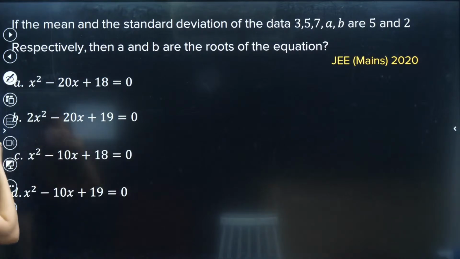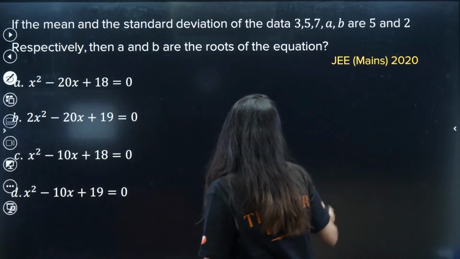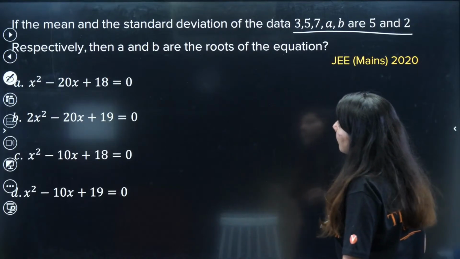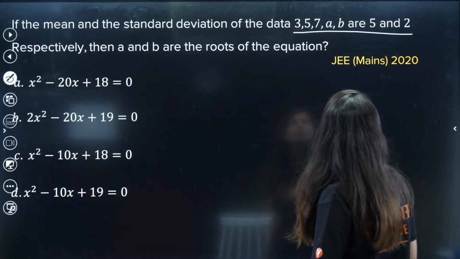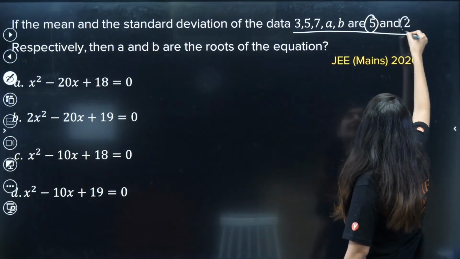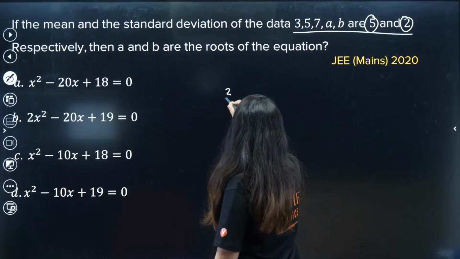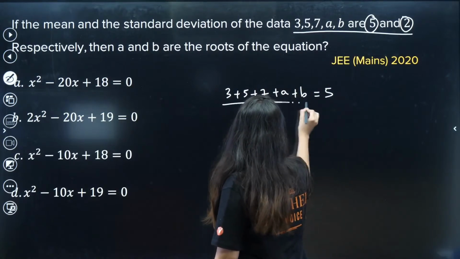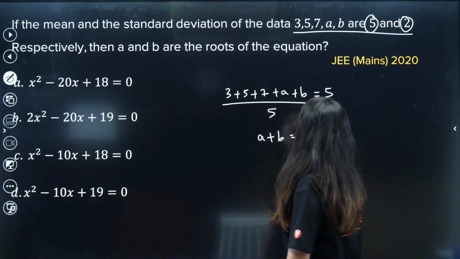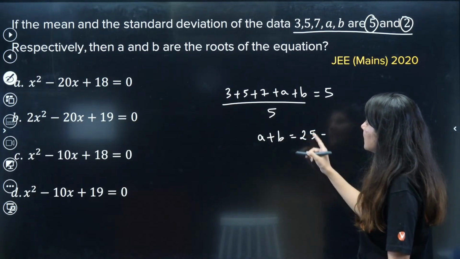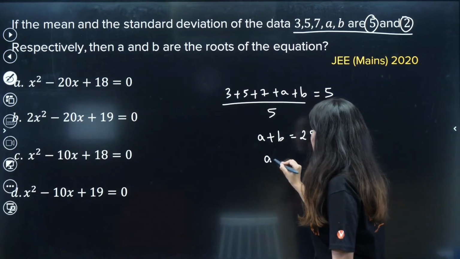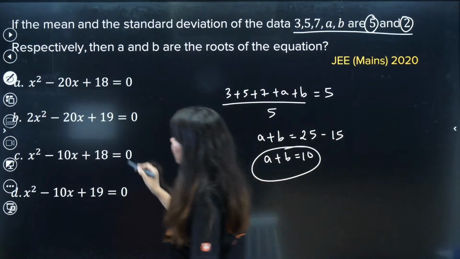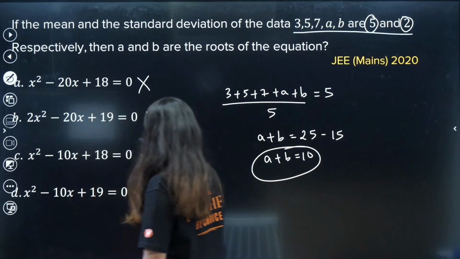Okay, another question on your screen: the mean and standard deviation of this data are given as 5 and 2. So 3 plus 5 plus 7 plus A plus B divided by 5 is equal to 5. How many data points? 5. So A plus B will be equal to 25 minus 15, so A plus B is coming out as 10. That clearly means that this option is wrong, this is wrong. Only these two can be our answer.